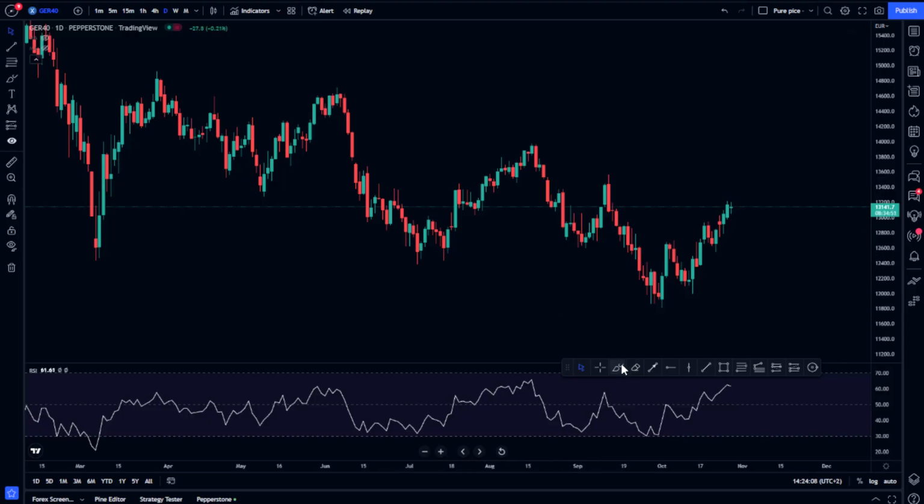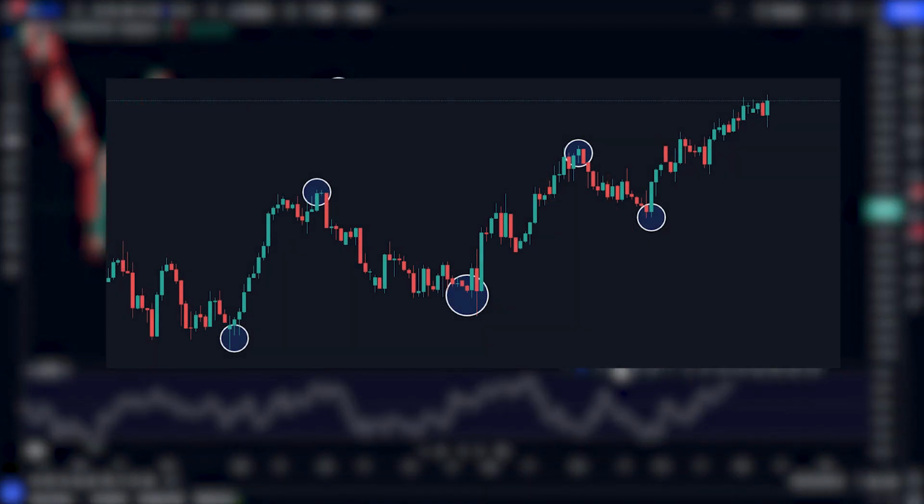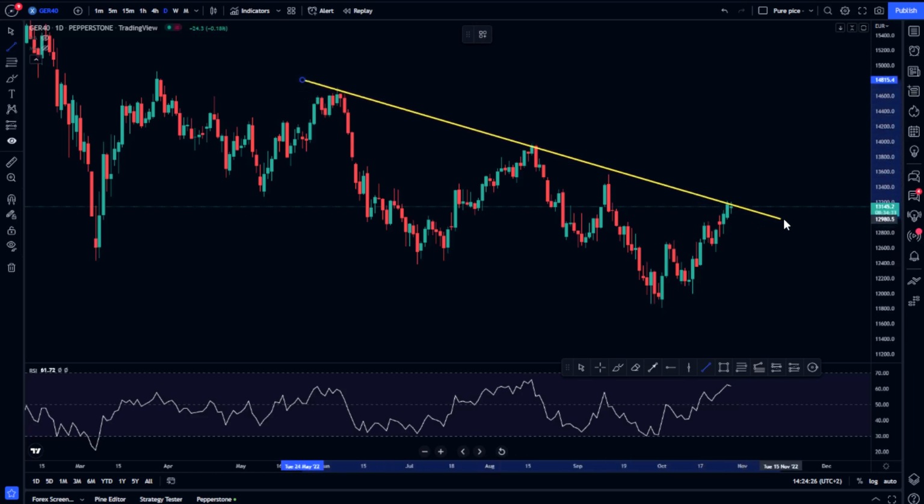In our example here, we can see that the highs and the lows become lower and lower, meaning that the market is moving in a downtrend. But in an uptrend, obviously, the highs and the lows will become higher and higher. So once you identify the trend, this is the right time for you to draw your trend line.